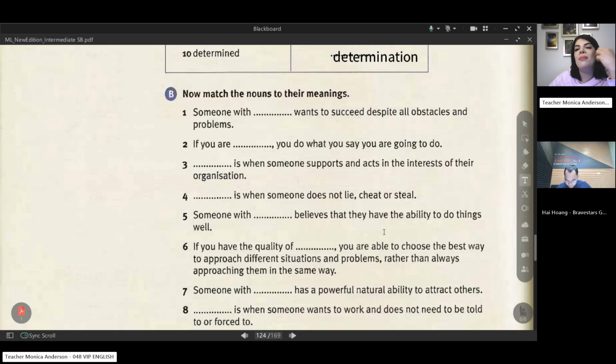Five, someone who believes that they have the ability to do things well. Motivation? No. Someone with confidence believes that they have the ability to do things well. You're sure about yourself and your ability.